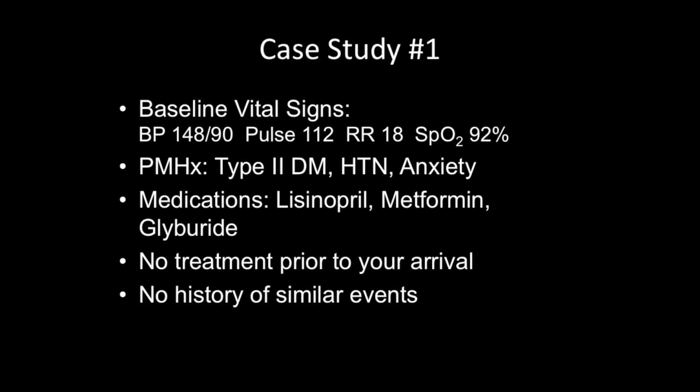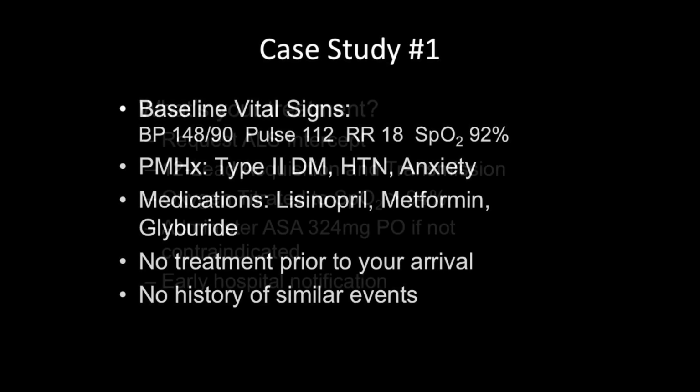Right. So what can we do about this diabetes? There's blood sugar. Correct. So let's say the blood sugar is 86. Good. So we kind of know that's probably not it, right? We're not going down that path. Okay. She has a history of hypertension. Well, maybe she didn't take her meds. Okay. History of anxiety. Okay. So no treatment prior, no history of similar events. What do you want to do there?